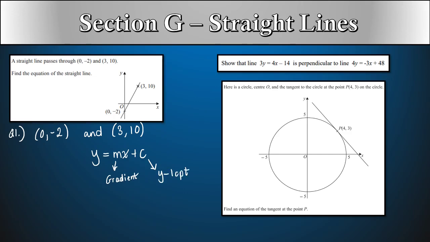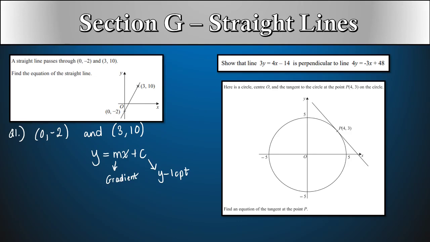So all I'm looking to do here is calculate the gradient using my 2 sets of coordinates here, and then the y-intercept is actually already given to us if you look at the diagram. We've got 0, minus 2, so it cuts through the y axis here at minus 2. So that we don't need to worry about. If we didn't have that, we would have to calculate that as well. But for this one, nice and easy, we just need to calculate the gradient.